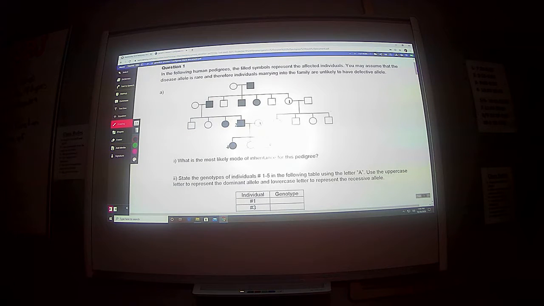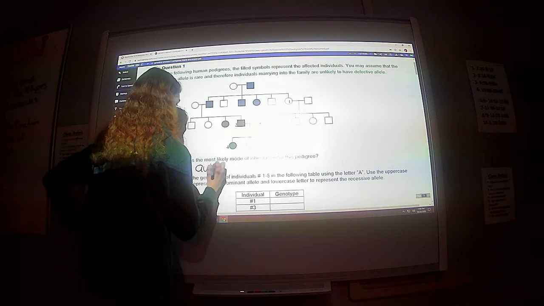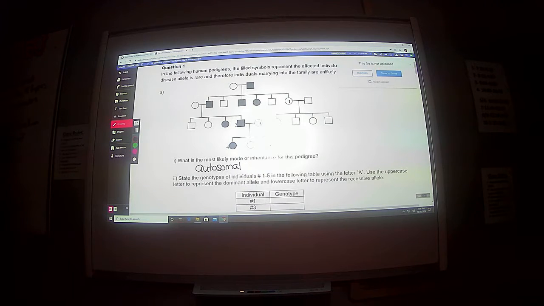What is the most likely mode of inheritance for this pedigree? We're talking about, is it sex-linked or is it autosomal? Looking at that, it's affecting both males and females pretty equally, so it's going to be autosomal. And then we have to determine whether it is dominant or recessive.